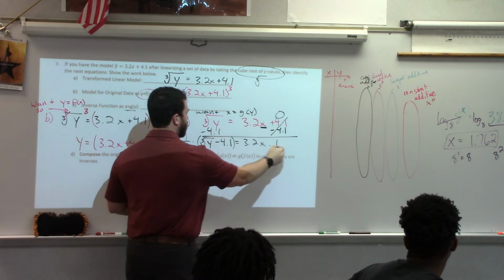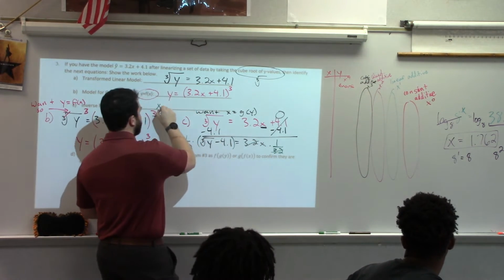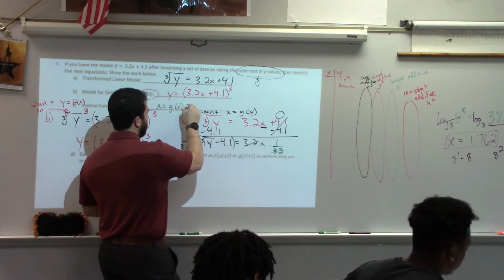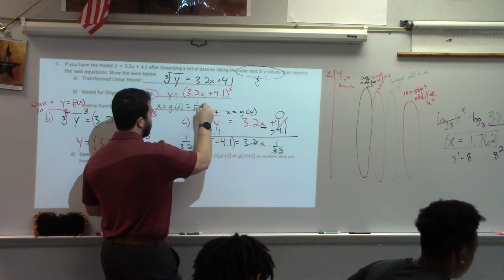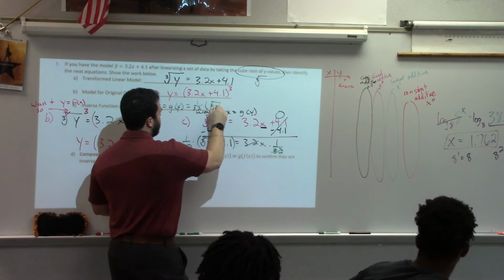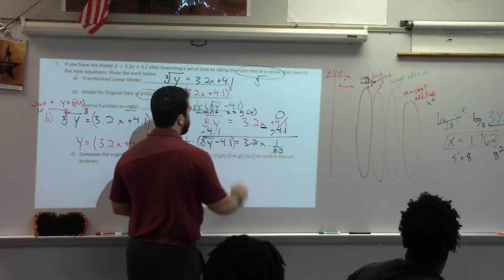And so, x equaling g of y is equal to 1 divided by 3.2, parentheses, cube root of y minus 4.1.